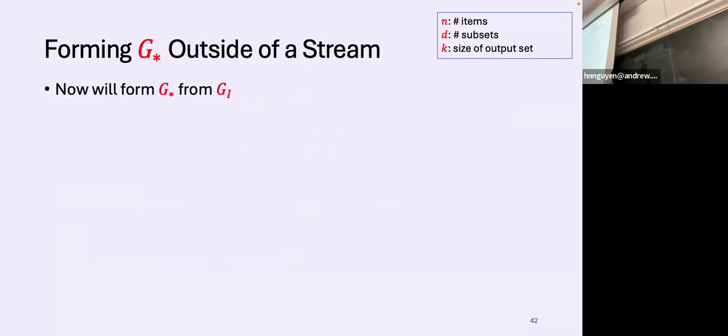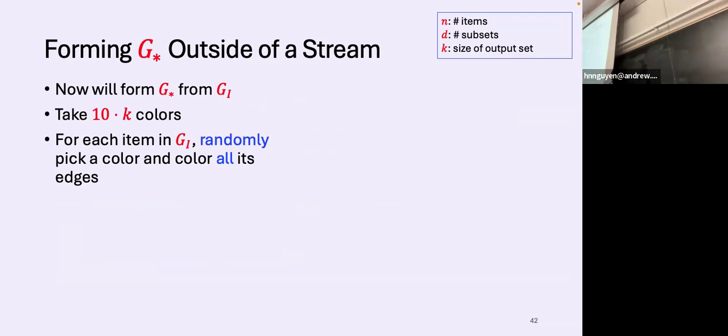Okay. So now we're going to form G star from GI. What we're going to do is take some constant times k colors, say 10k. And for each item in GI, I'm just going to randomly pick a color and color all of its edges that color.